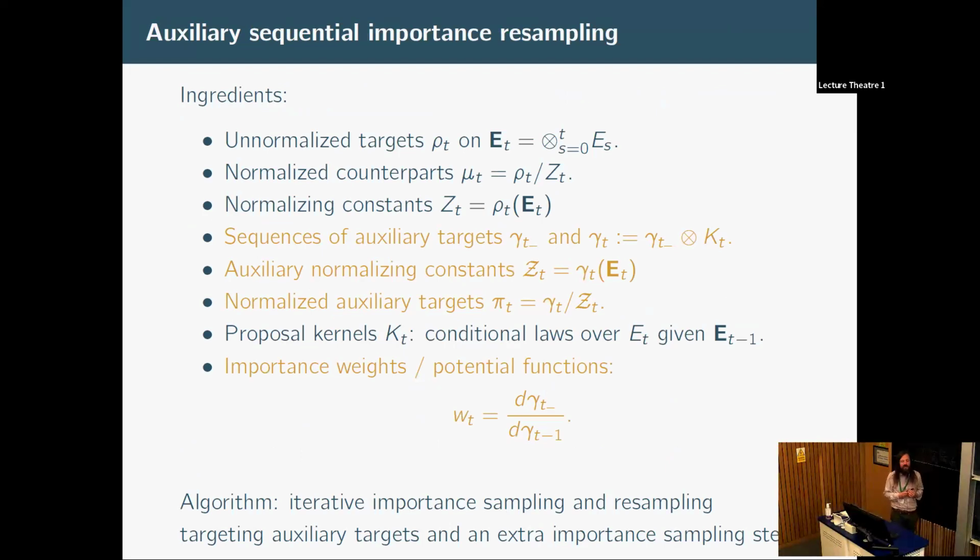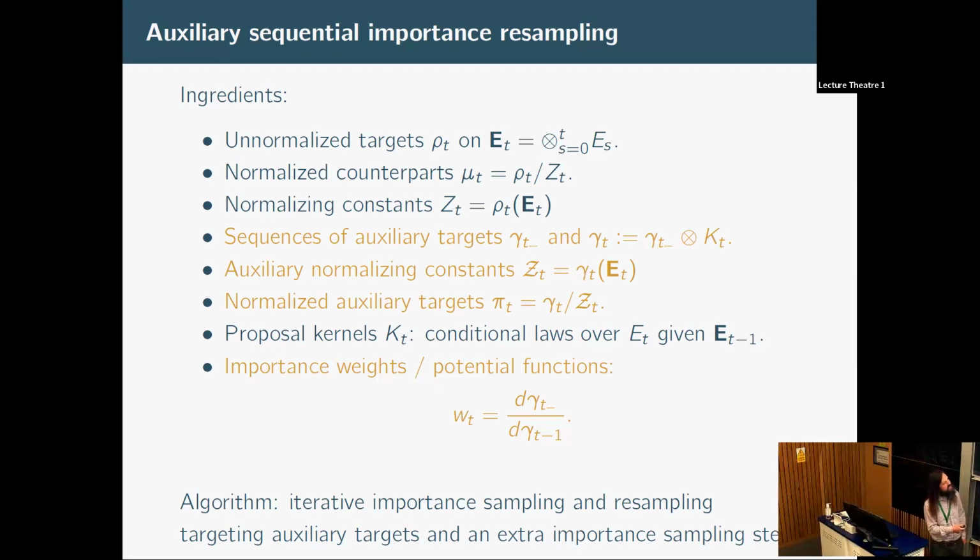Something which is common in the engineering literature, but perhaps not so much in a lot of other places, is the auxiliary particle filter of Pitt and Shephard. I like to think of this as being another particle filter for a different sequence of distributions, and then an extra change of measure at the end to correct for the fact you didn't use the sequence of distributions you actually care about. So you can view it as introducing another sequence of target distributions, some auxiliary target distributions, which have their own normalizing constants, their own normalized analog.